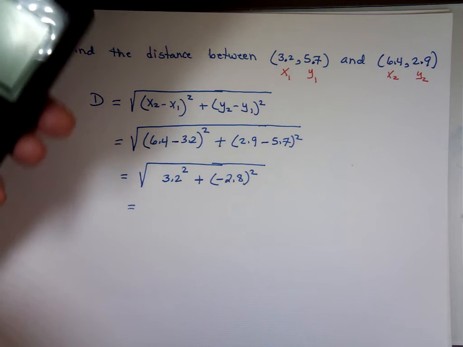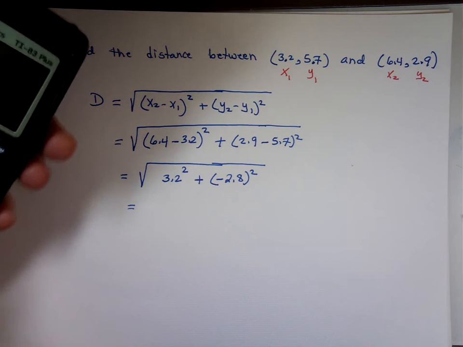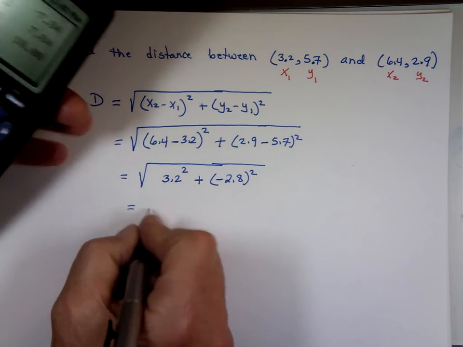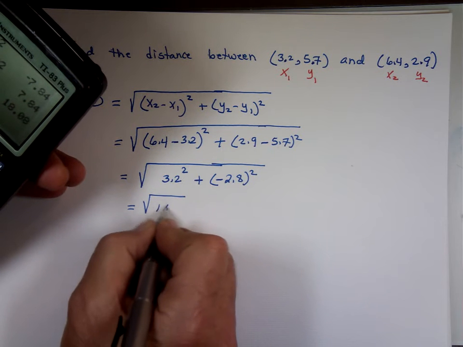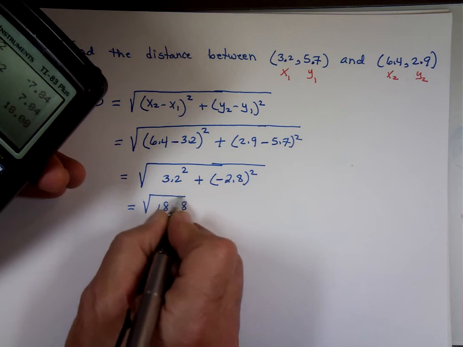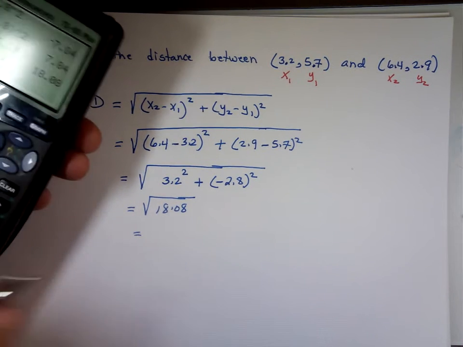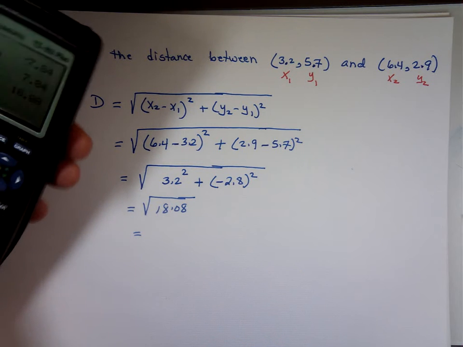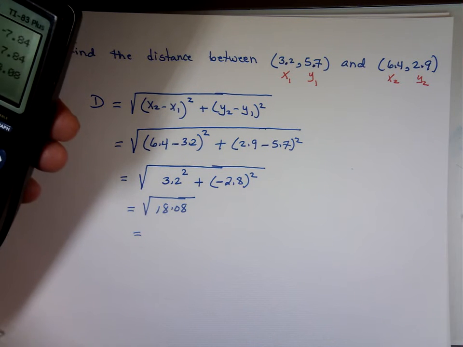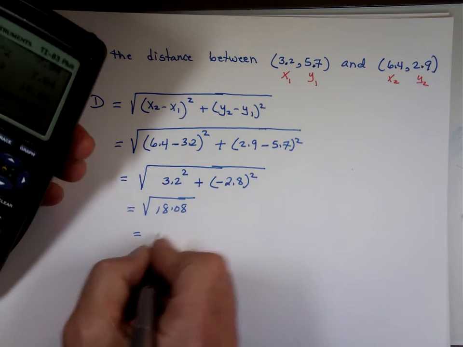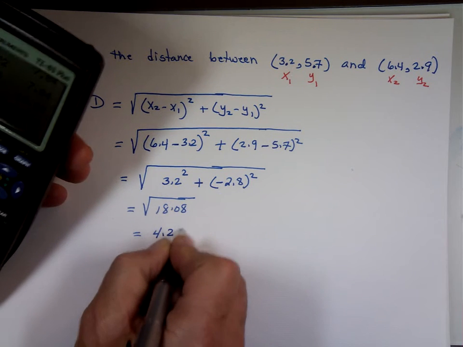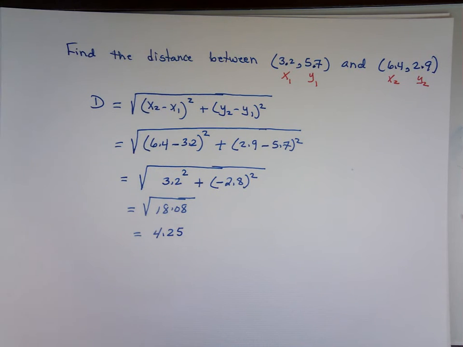So add to it 3.2 squared. So that's the square root of what? 18.08, which is 4.25. That's the distance between them. 4.25 units.